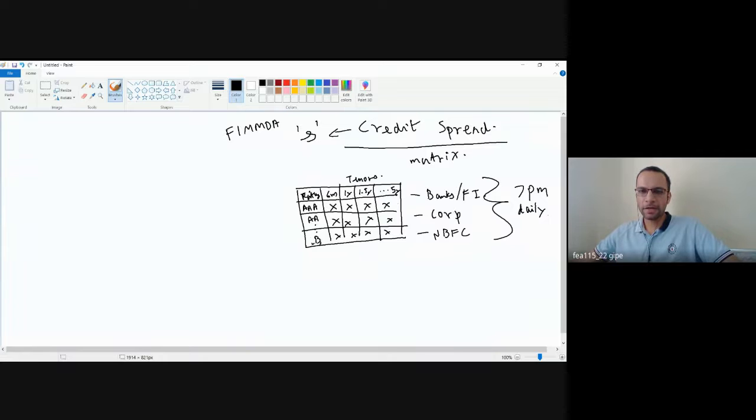Now, the idea behind the credit spread matrix is to capture the credit risk which is embedded in non-SLRs, or what we call non-government securities. Anything which is on the GSEC side, we assume it to be default free. That is, it is assumed to be a secure investment. So, any investment which you make in an Indian government bond, you don't have to worry about credit spreads because you don't expect the Indian government to default. Worst case scenario, government can go out to the open market.